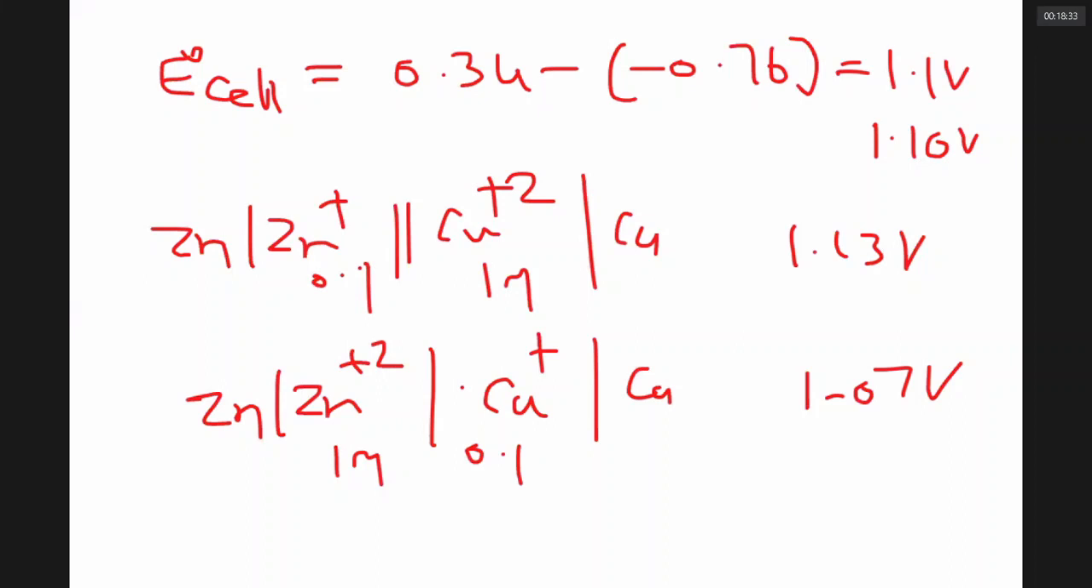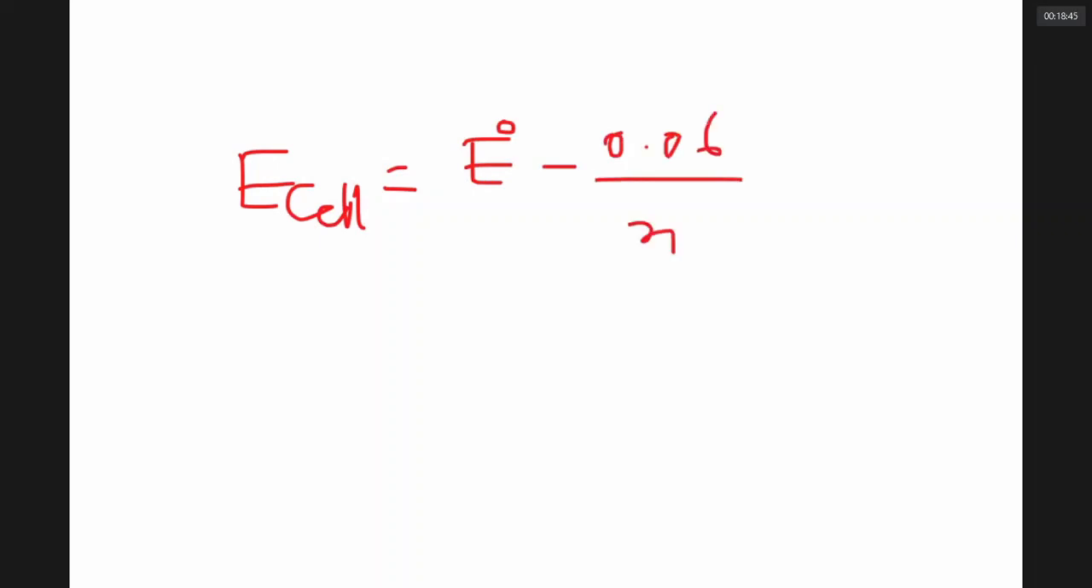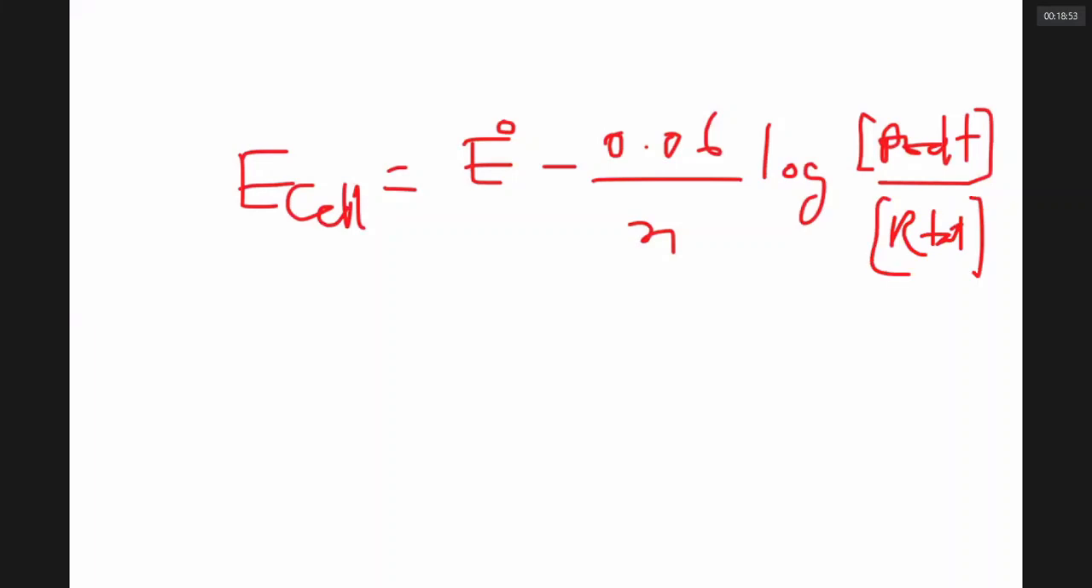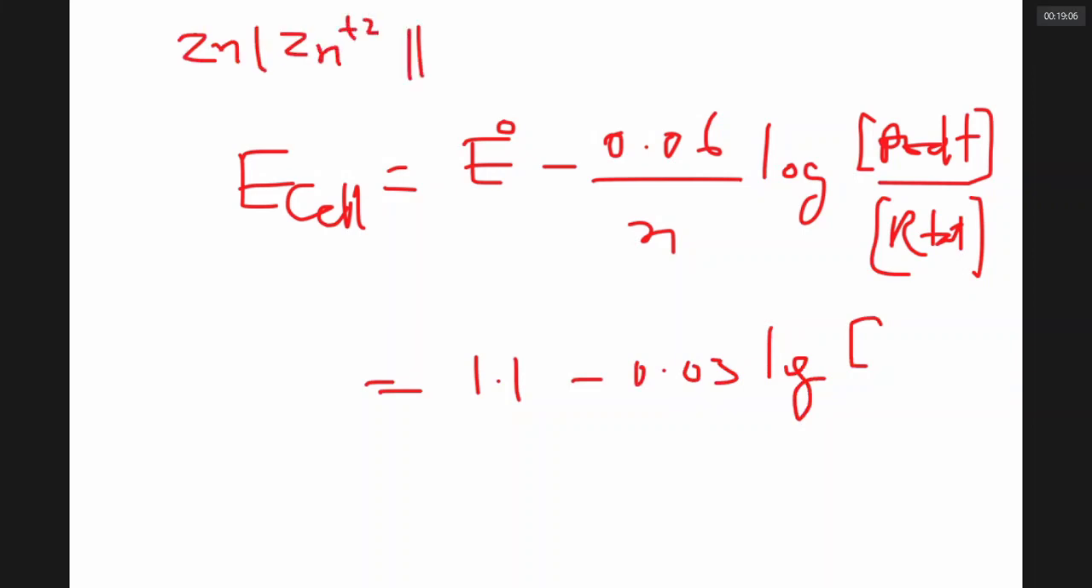Now, you can solve this problem differently. For any cell, cell potential is equal to standard cell potential minus 0.059, approximately 0.06, into log of product ion concentration by reactant ion concentration. In this case, E cell is 1.1 volts minus 0.03 log of... what is the product ion in this cell? Zn2 plus. This is the product ion.